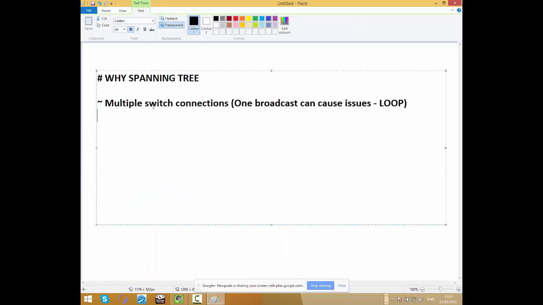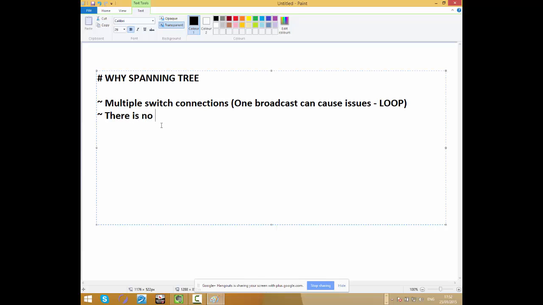That's if you have multiple switch connections. Yeah, carry on. For each additional broadcast, does it keep increasing the broadcast storm and eat up more bandwidth? Actually, just one broadcast is enough to cause a broadcast storm. Okay, just one single broadcast. It will just keep going round and round and round, and it's not going to stop. So the other reason I would say why we need spanning tree is because of this.